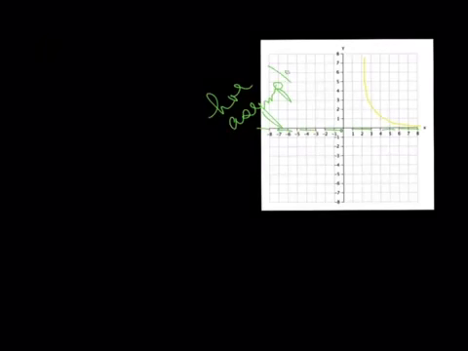Okay, it does not cross the x-axis. So because of that, the x-axis becomes the horizontal asymptote. Okay, so how do we find that? How do we find a horizontal asymptote?